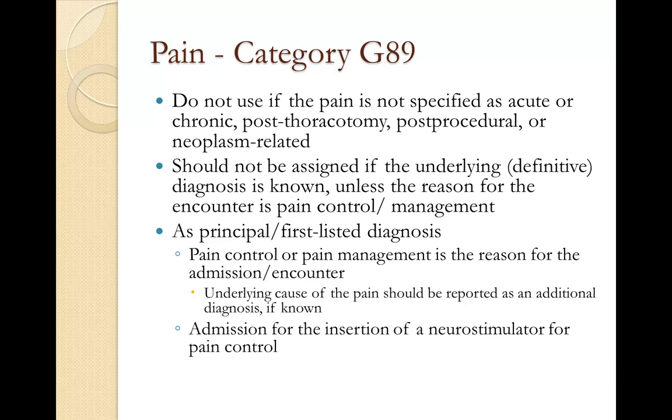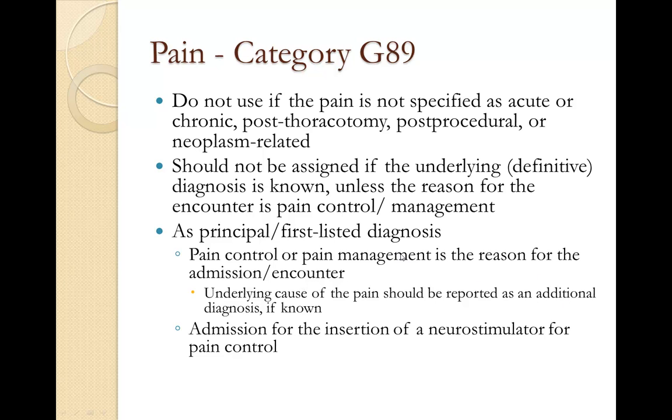So if pain is not specified as one of these, acute, chronic, post-procedural, something like that, then we're not going to use the category G89. We're just going to use whatever site-specific pain code that we can find. Also, if we know the underlying diagnosis for this, we don't need to code that separately unless they're coming in for pain management. So that's what we looked at with the neoplasm-related pain, is they actually were coming in for pain management. So again, if they're coming in for that, then we're going to code the G89 code first, and then we'd put that underlying cause as an additional code.